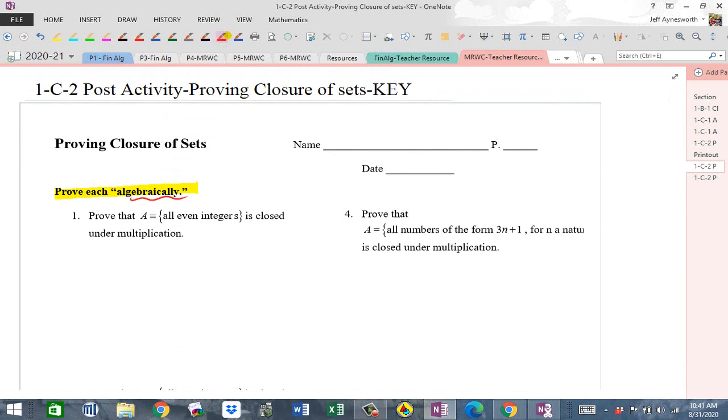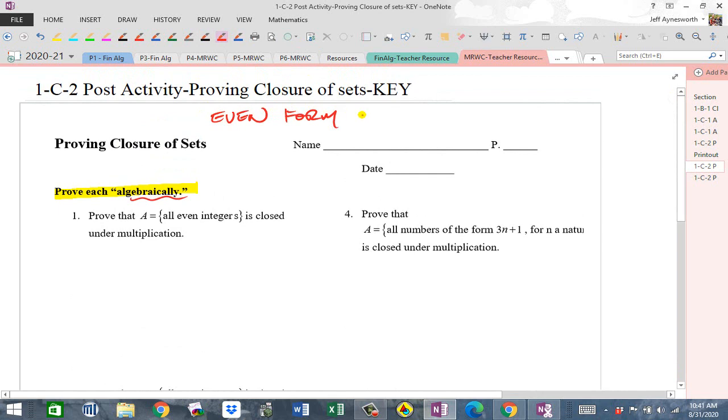Let's take out our red pen. When it comes to even and odd, we talked about this in a previous lesson. Even form: for an even number a, it's in the form of 2k, where k is an integer. It's 2 times some number. Like 20 is 2 times 10, where 10 is an integer. 18 is 2 times 9, where 9 is an integer.